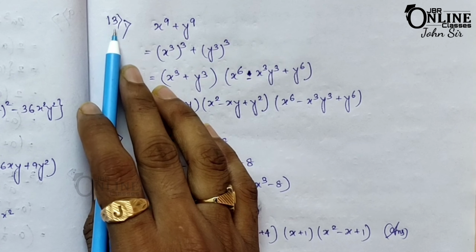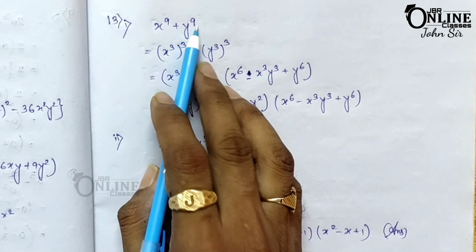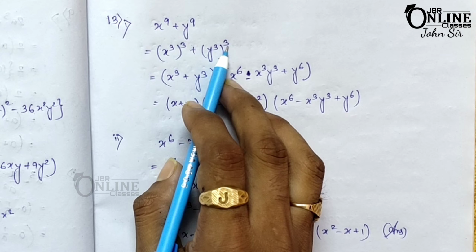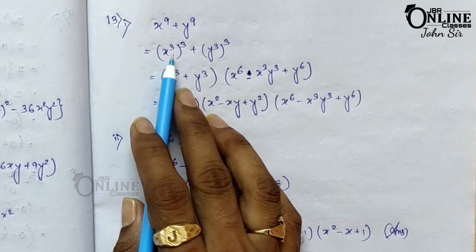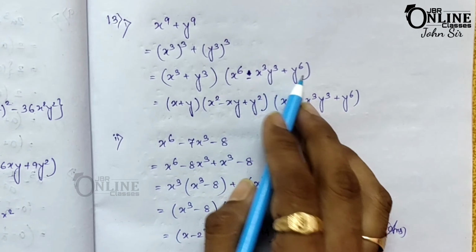Okay, so here the last problem 13(1). In 13(1), x to the power 9 plus y to the power 9 is the given expression. So that means x cube whole cube plus y cube whole cube. So first you can apply here the formula a cube plus b cube, that means a plus b, and then a square minus ab plus b square.